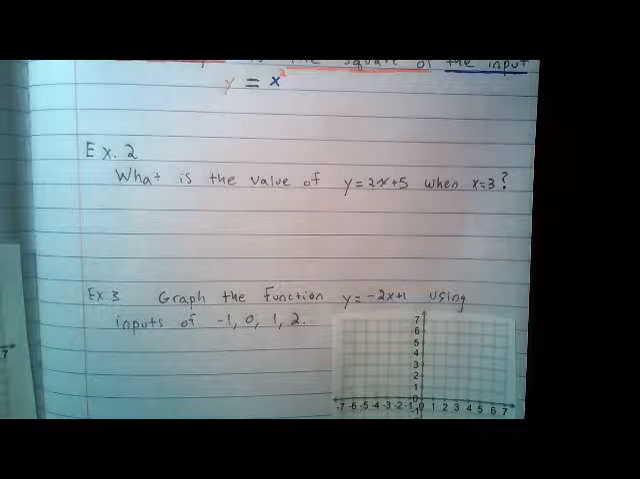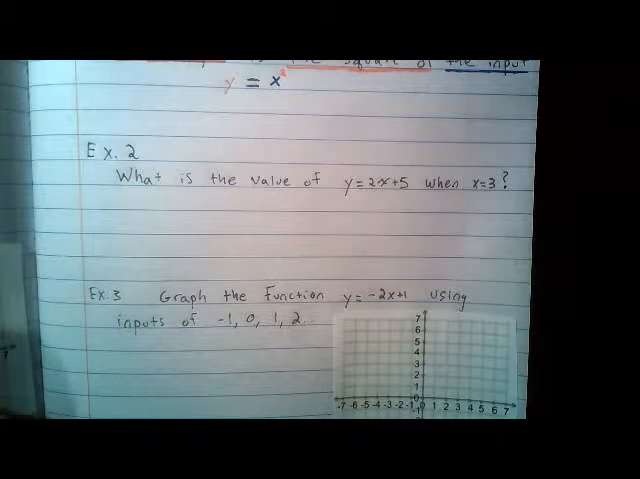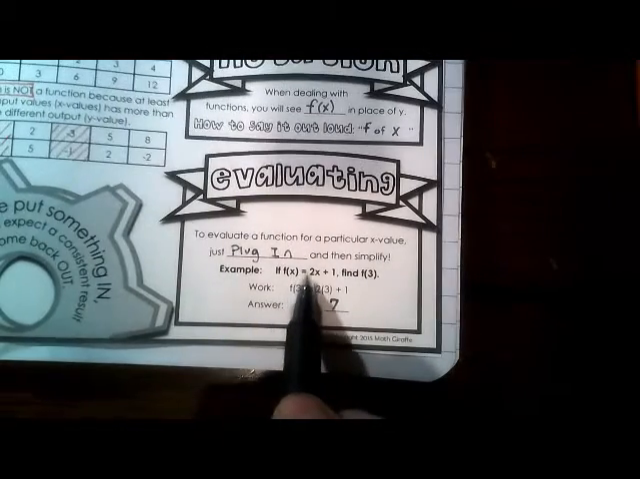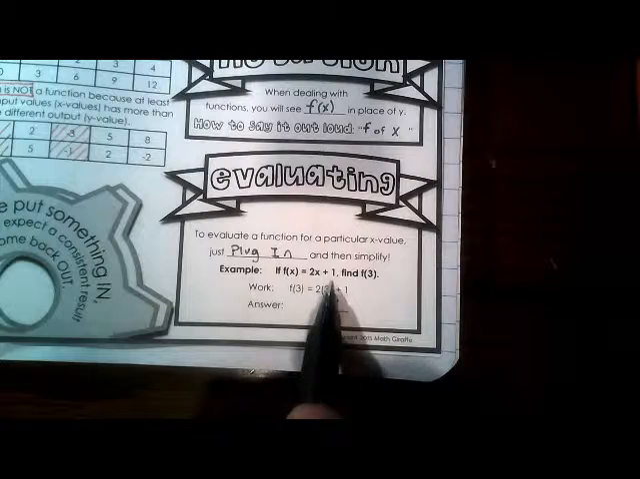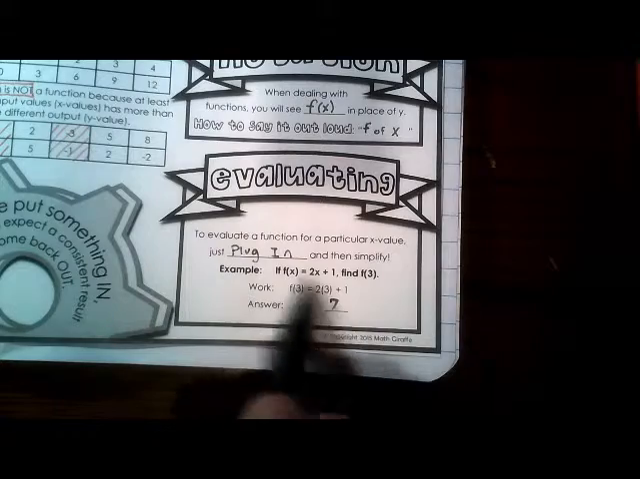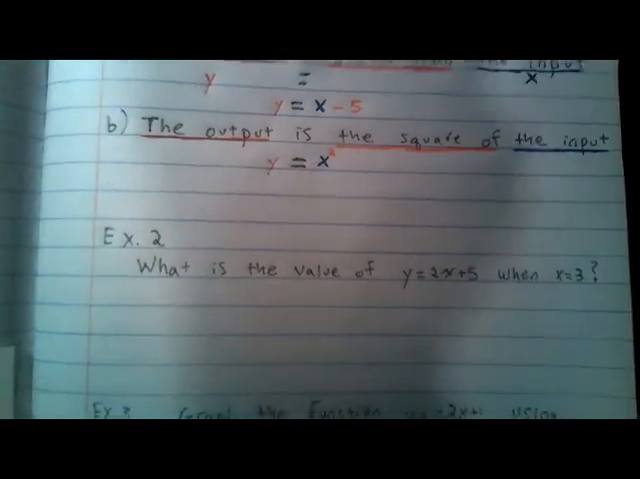Our example 2: what is the value of y equals 2x plus 5 when x equals 3? We kind of went over this already when we did our relations and functions. We talked about function notation. If you have f of x equals 2x plus 1, and you're asked to find f of 3, you're just putting in 3 for x, and then doing that math out. You're asked to do that here as well. It's the same process.